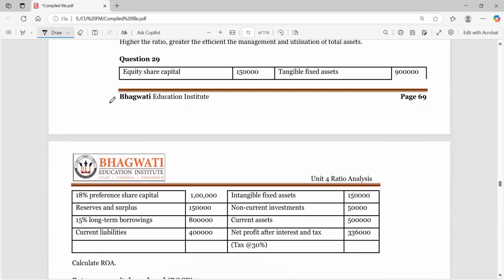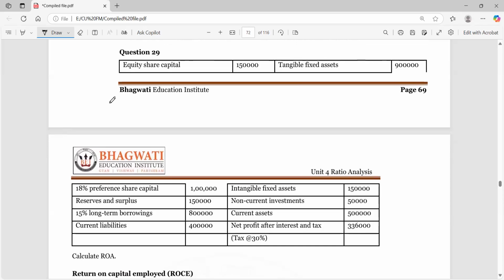So now return on asset ratio tells us how effectively we are using the asset for generating profit. In other words, it tells us for every 1 rupee invested in the asset, what is the amount of profit generated. So look at question number 29. We have to calculate return on asset. It is not mentioned whether it is pre-tax or post-tax, right? So now what is the formula for calculating return on asset?